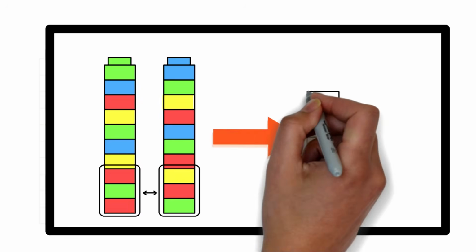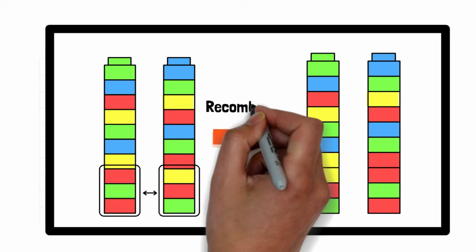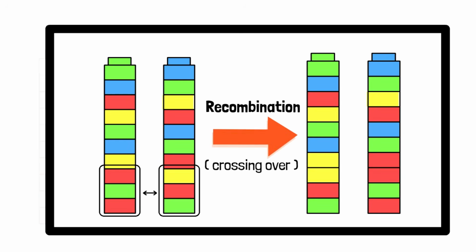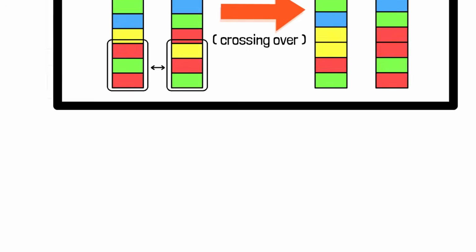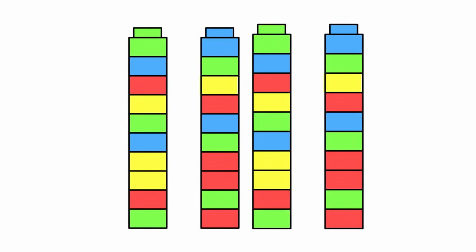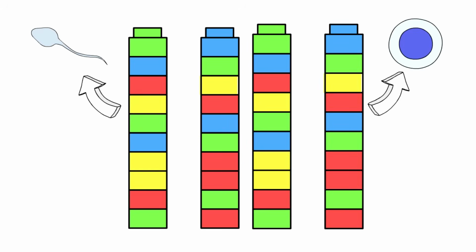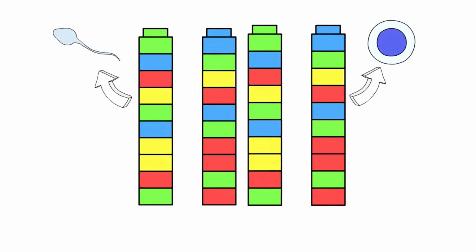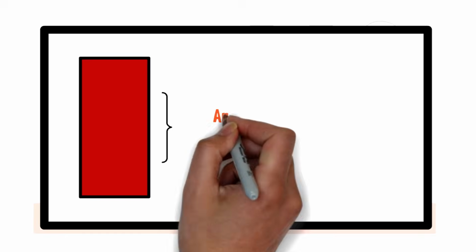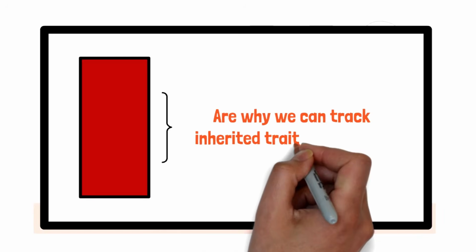This reshuffling of DNA is called recombination, and it must happen to create genetic variation from parents to offspring. While segments swap, large stretches often stay together. The chromosomes then separate. Each sperm or egg cell gets 1 chromosome copy, mostly intact, ready to combine with a chromosome from the other parent. Even though we measure genotypes SNP by SNP, DNA is inherited in larger pieces. Those pieces, the haplotypes, are why we can track inherited traits efficiently.